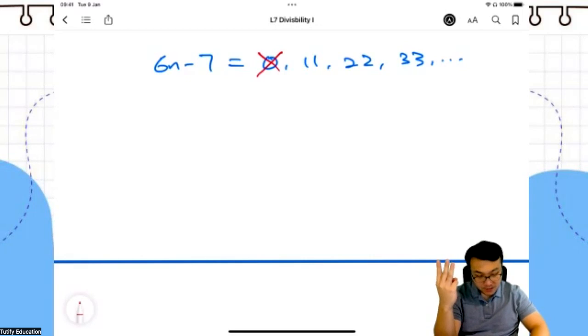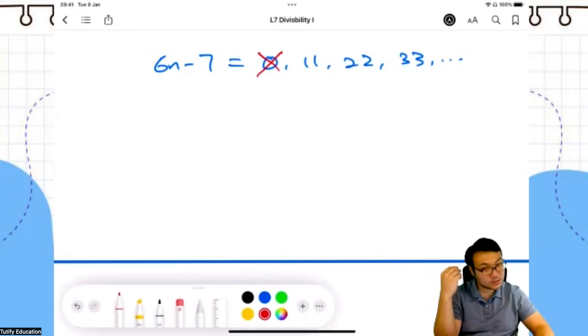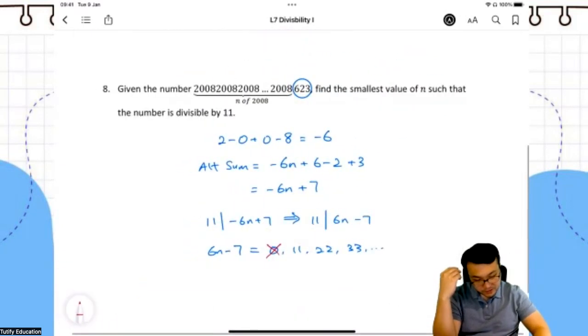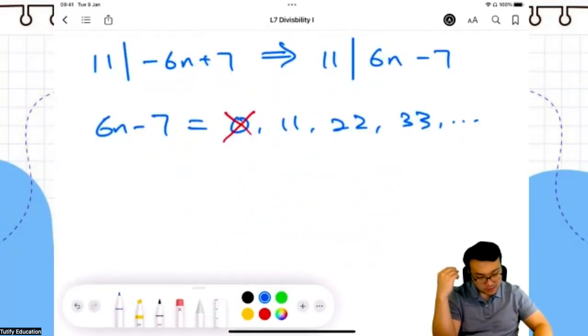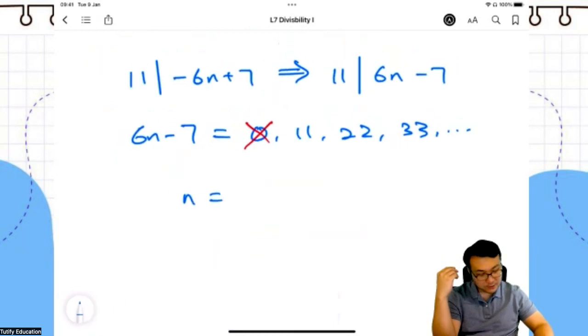Yeah, 6 times 3 is 18. 18 minus 7 is 11. So it's possible, right? And they want us to find the smallest value of n, right? So do I need to continue testing for 22, 33? So therefore, my answer is n equals 3.